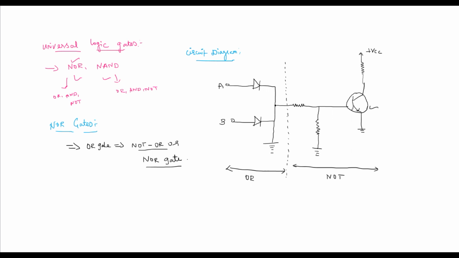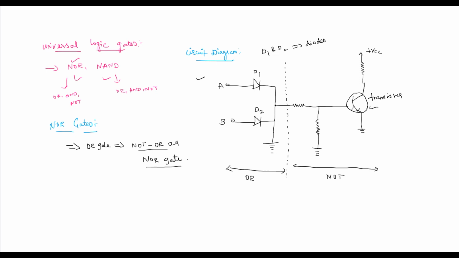Okay, this is the circuit diagram. In this case, to implement the NOR gate we have to use a NOT gate, that should be a transistor. In the OR gate we have to take D1 and D2, which are diodes. D1 and D2 are diodes.